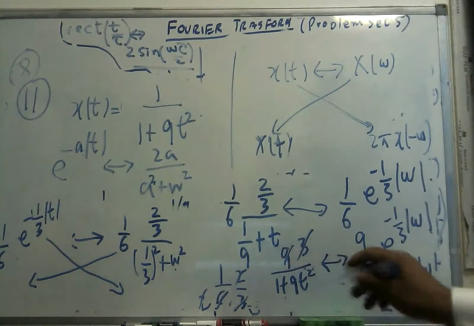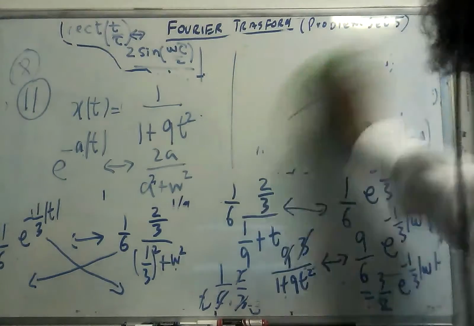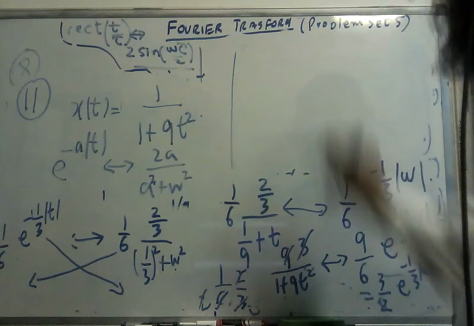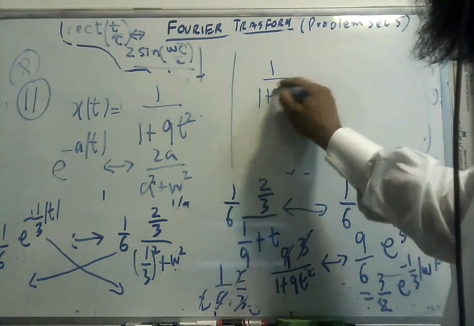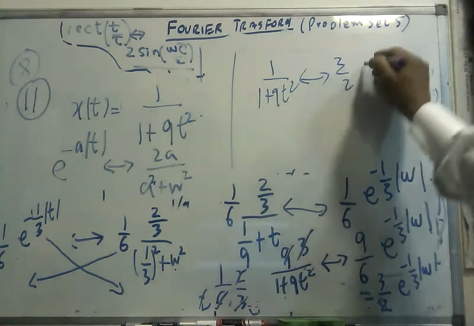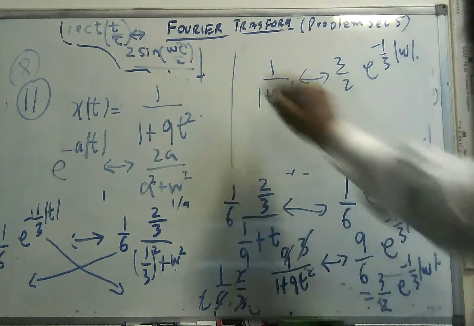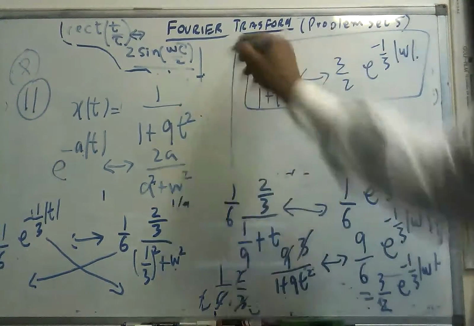So in the bottom line, the result is this. So 1 over 1 plus 9t square. The result is just 3 by 2, 3 omega. Right?